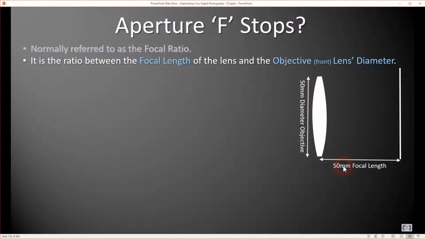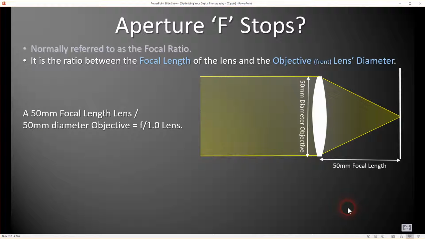Now in this case, the diameter of the lens is also 50mm, and that means that when it's at full aperture, fully open, it will admit light across the entire lens and bring it into sharp focus on the sensor. So a 50mm focal length lens with a 50mm diameter objective, all we've got to do is divide the focal length of the lens by the diameter, and we get an f1 lens, a focal ratio of f1.